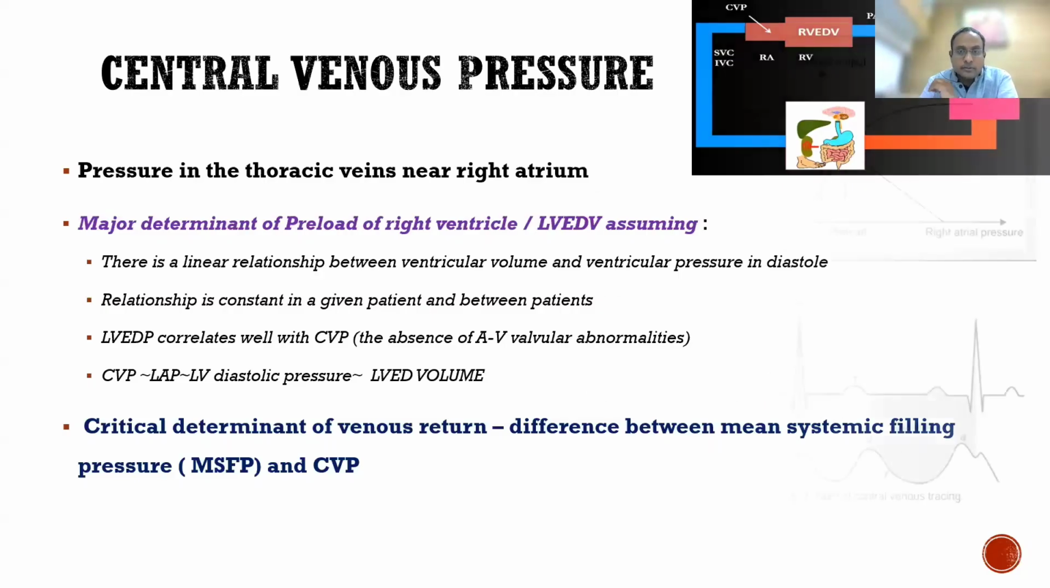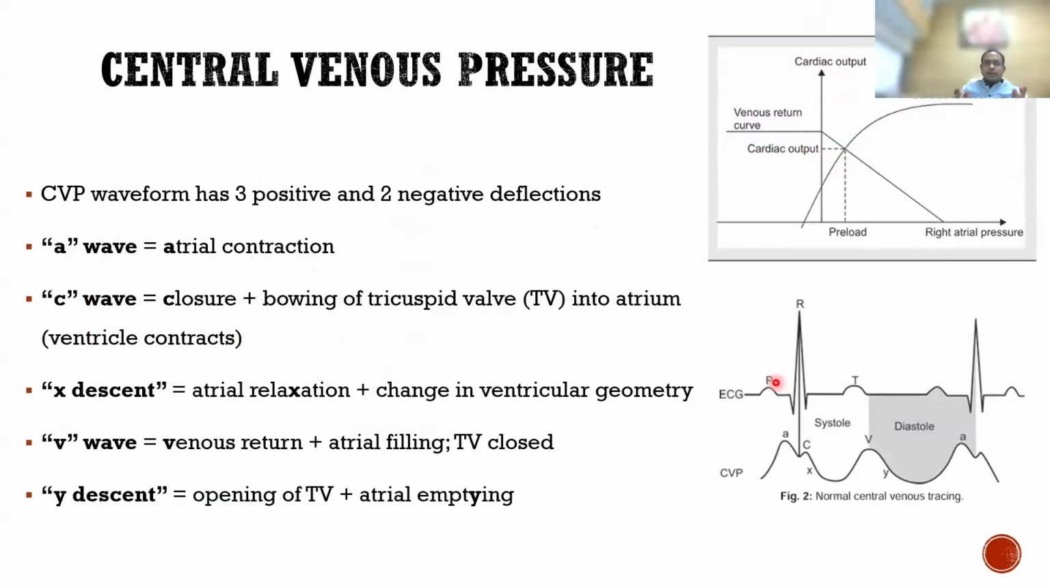But still, it is of some academic importance. Sometimes we also measure CVP, see the change in CVP, and look at the response to volume. Still, it is being used in clinical practice, although we are not using it very frequently. CVP has 3 positive and 2 negative deflections.